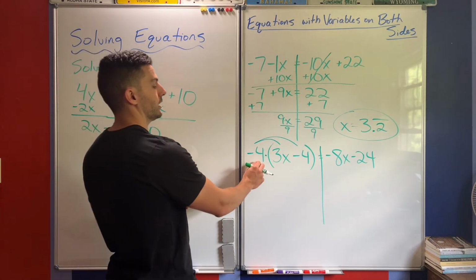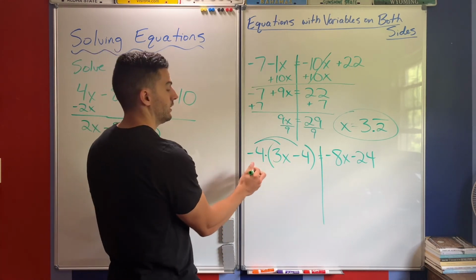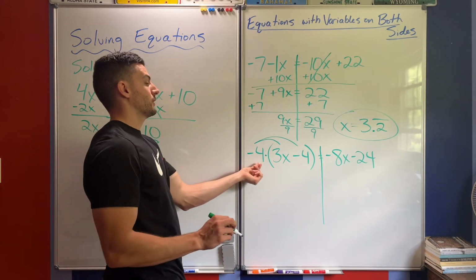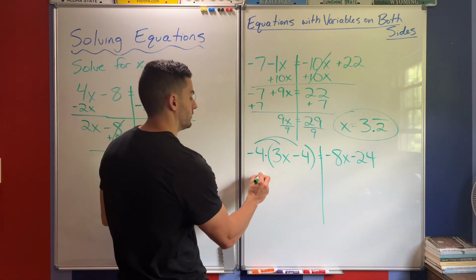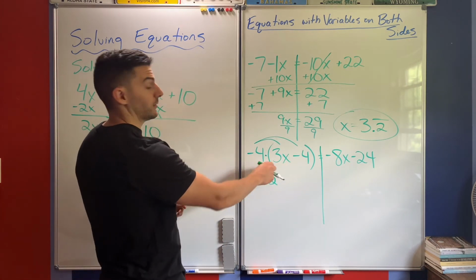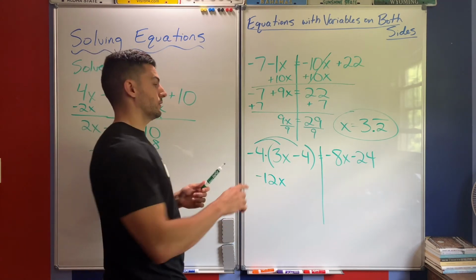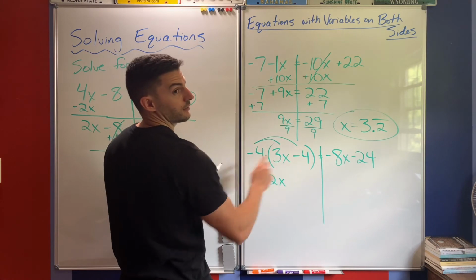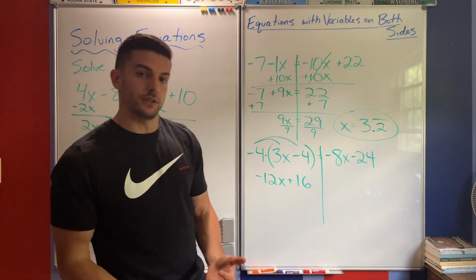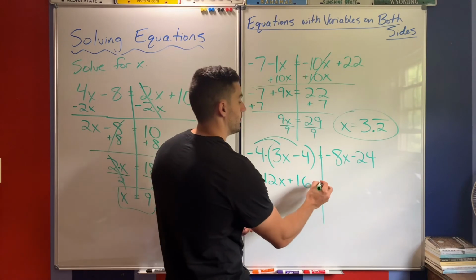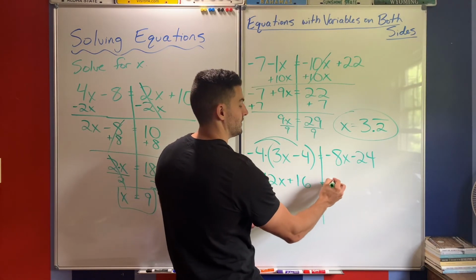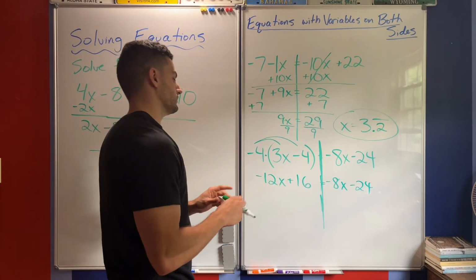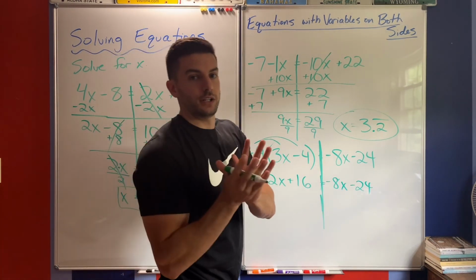So when I do that, I get -4 times 3x. Again, I'm just going to multiply the whole numbers here. -4 times 3 is -12, but it has an x with it, right? So it's going to be -12x. And then the second one, you think of this as -4. So -4 times -4, positive 16. So that's what I get when I multiply these. And then this didn't change. Nothing needs to be distributed here. But we get -8x minus 24 on the right side. Didn't change.